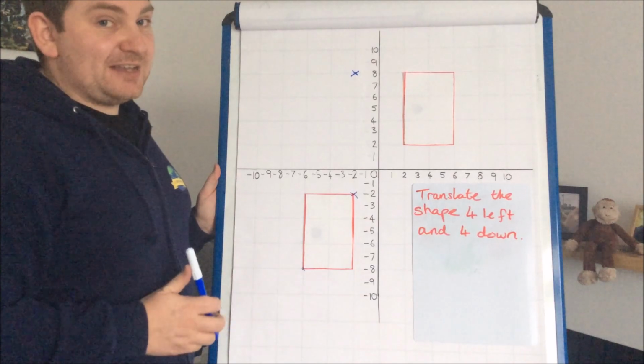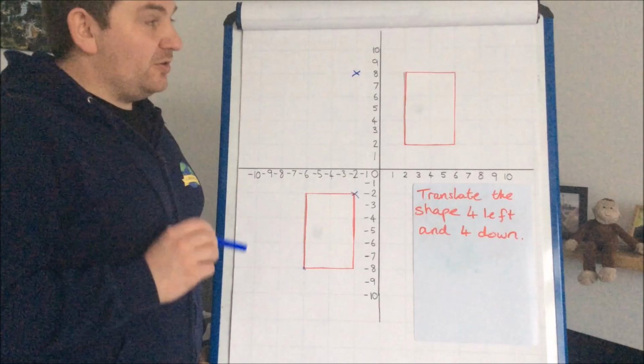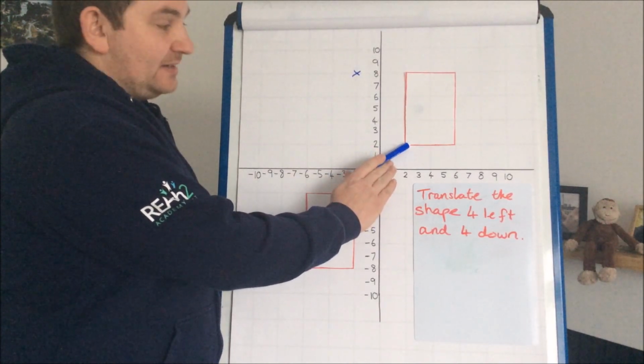So Milo has made a mistake. Make sure when you're doing your translations that you always translate to the correct corresponding vertex.